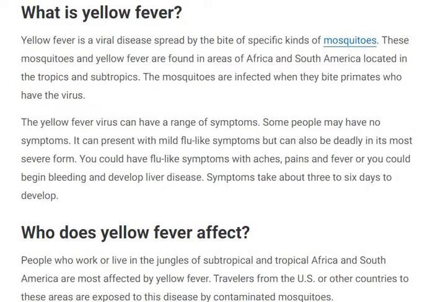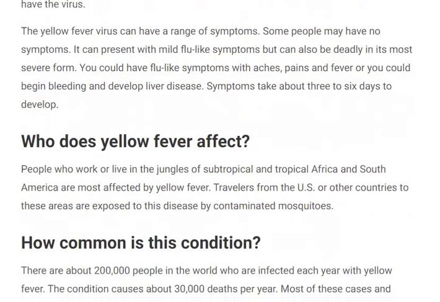Specialists of jaundice and the liver observed some people in the US who were affected by yellow fever. After research, they concluded that travelers from the US or other countries to these areas are exposed to the disease by contaminated mosquitoes. The main important point is that some people may have no symptoms.